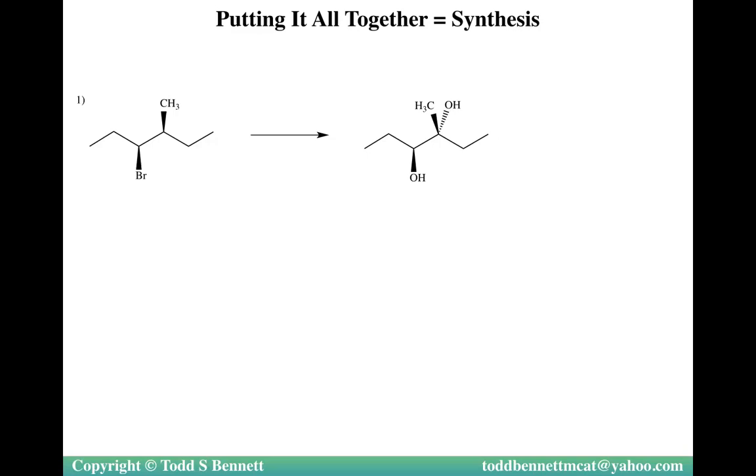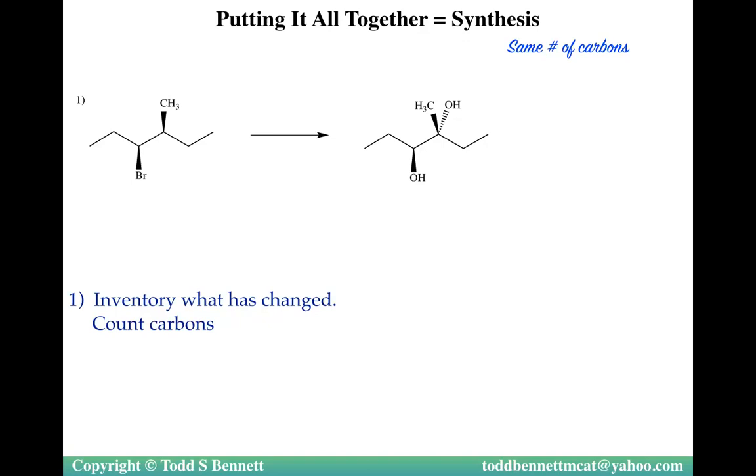Okay, so for this one, let's just go ahead and look at what we have. We have a bromo group on this hexane. The bromine is gone, and we replace it with two OHs, one coming out and one going in. So specifically, we've gone from a bromine leaving group to anti-hydroxyls. So we counted carbons. They're all the same number of carbons. We look at the functional groups. We notice that a Br is gone, and you have two hydroxyls.